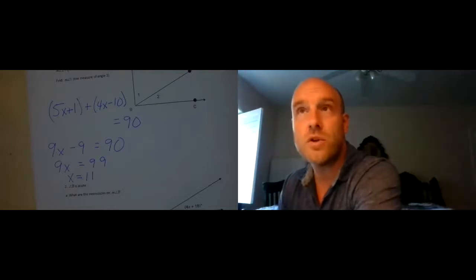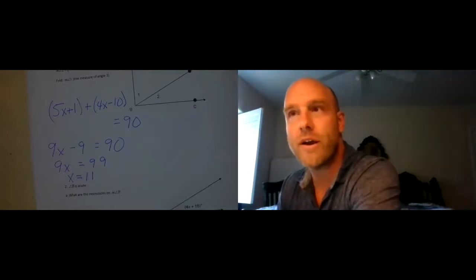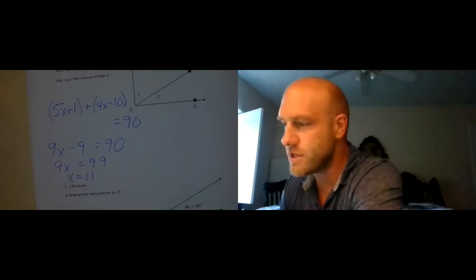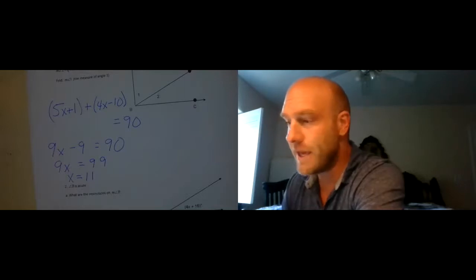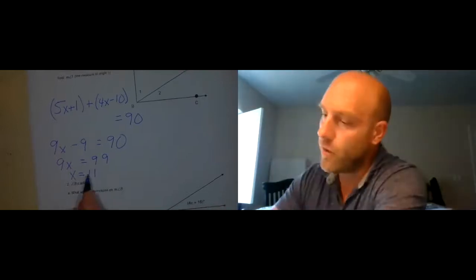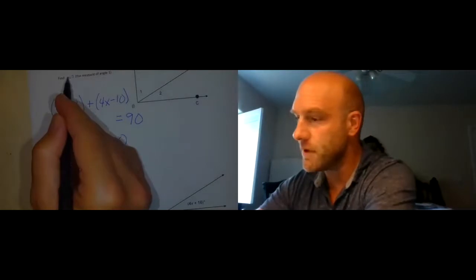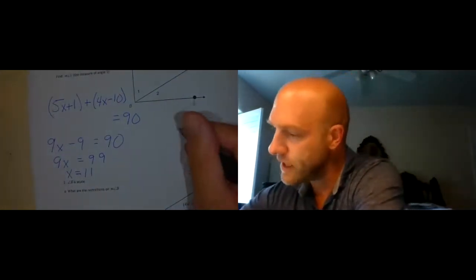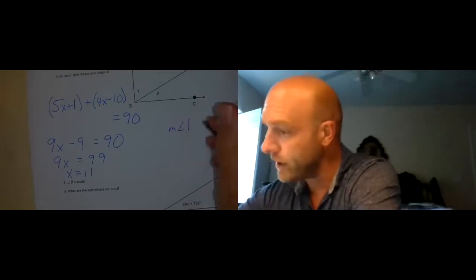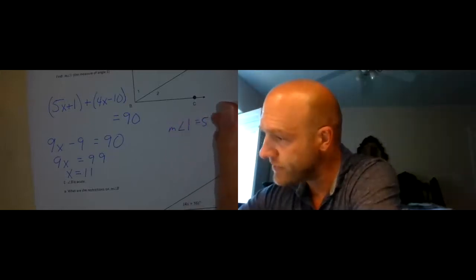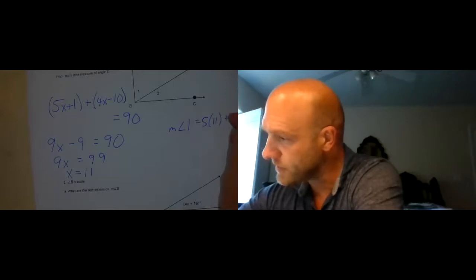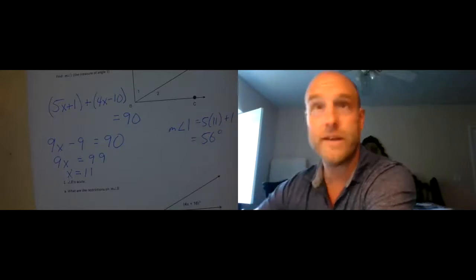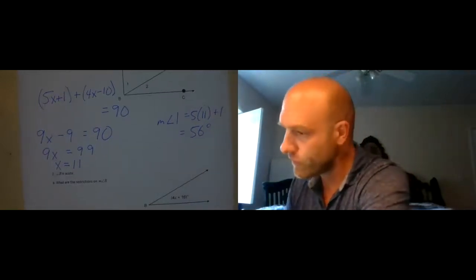At this point, do not go to the refrigerator and get out a celebratory Mountain Dew or Coke or whatever your celebration beverage of choice is, because we're not done. We found what x is, but they asked me to find what angle 1 is, so I can plug it back in and say measure of angle 1 equals 5 times 11 plus 1, 55 plus 1 equals 56 degrees, and there you have it.